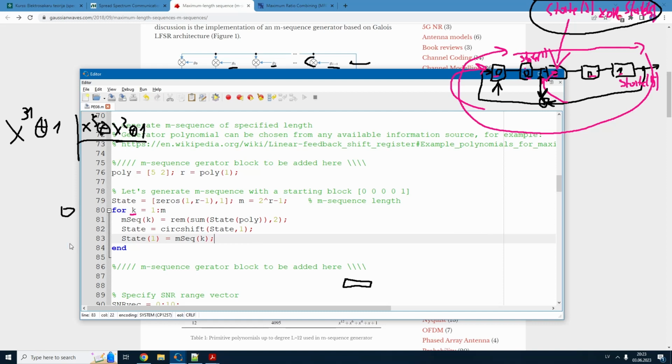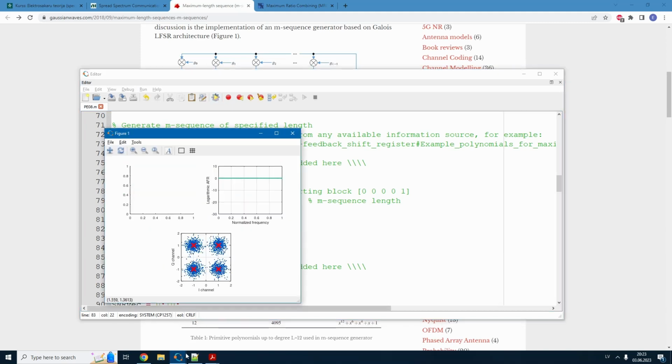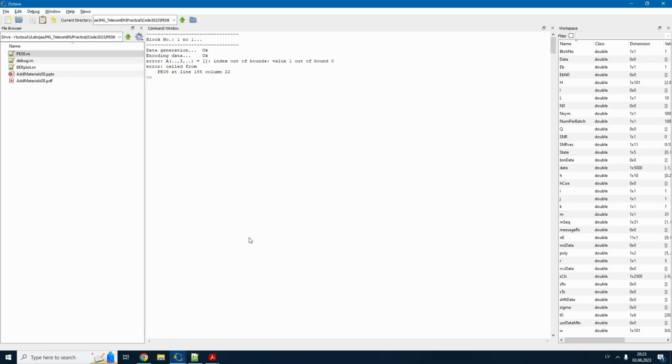So this generates the M sequence, which we may now check. We can even output it, I believe. Here you can see this M sequence. It seems to be random. It has almost equal numbers of ones and zeros. Well, it cannot have exactly equal, because the length is 31 and there will always be an extra one.